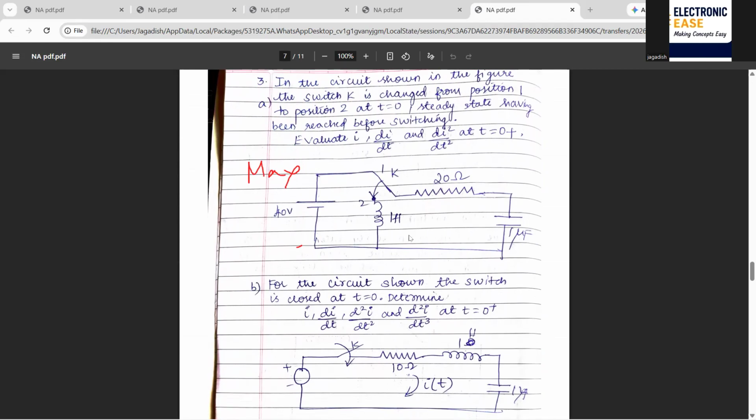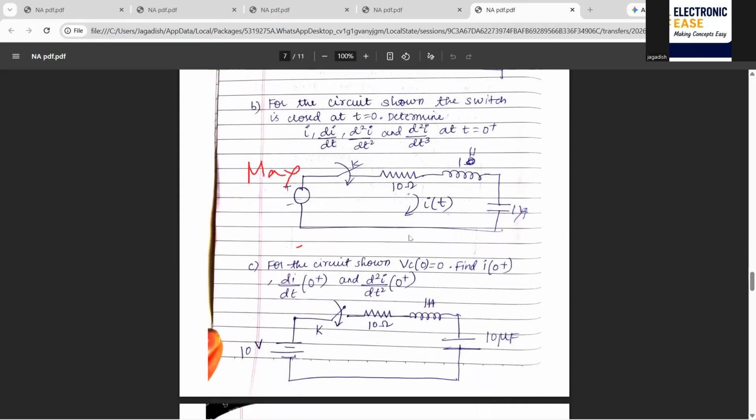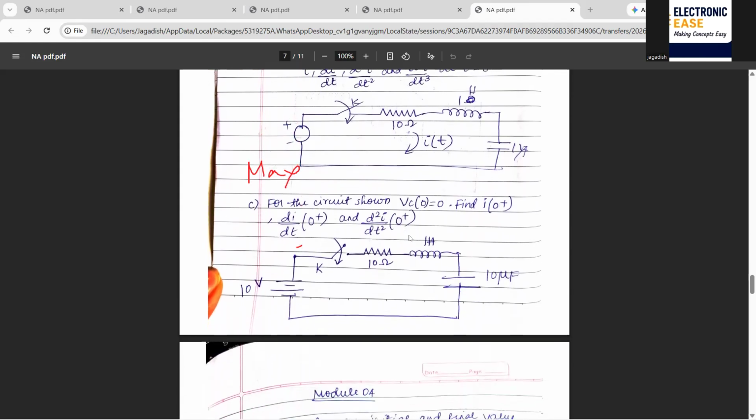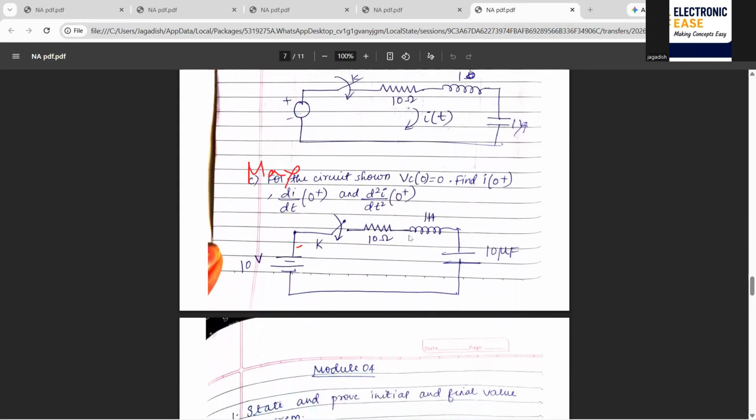So next we will be solving the problems based on the, for the circuit shown, the switch is closed at t is equal to 0. Determine the current. So di by dt, d square i by dt square, and d cube i by dt cube at t is equal to 0 plus. So for the circuit shown below, that is the VC of 0, find i of 0 plus, same as this. So this concept is repeated for 10 marks.